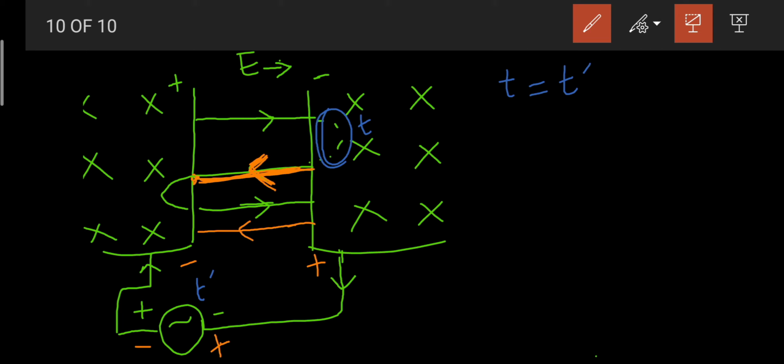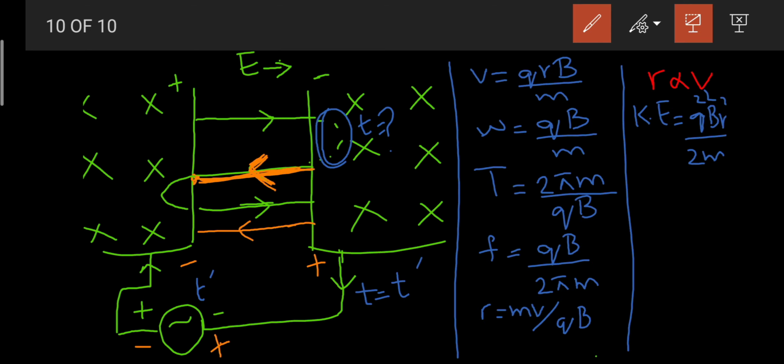And how can we determine the value of this t? We will do a simple calculation which we have already done. We already know all these equations which I have written over here. We already know that V is equal to QRB/M, as we calculated in the previous lecture, and omega equal to QB/M, the value of T, the value of F, the value of R, and the value of kinetic energy as well. And we know that V and R are directly proportional.